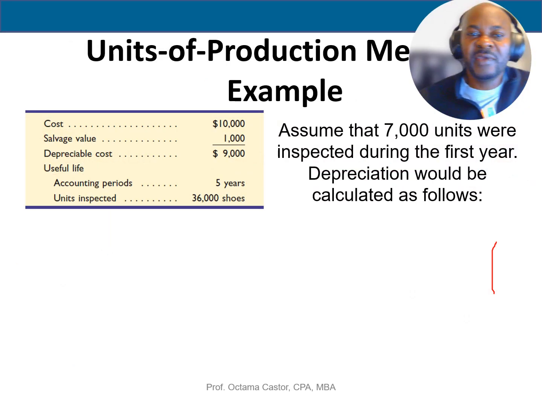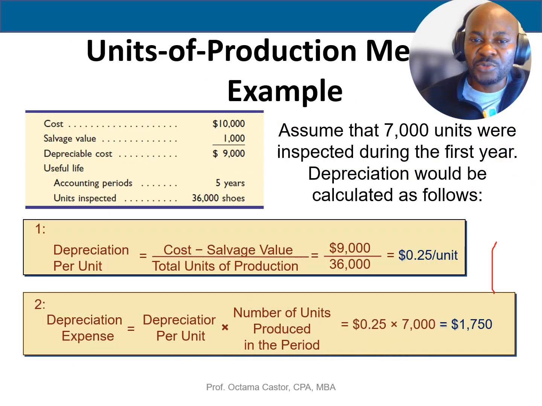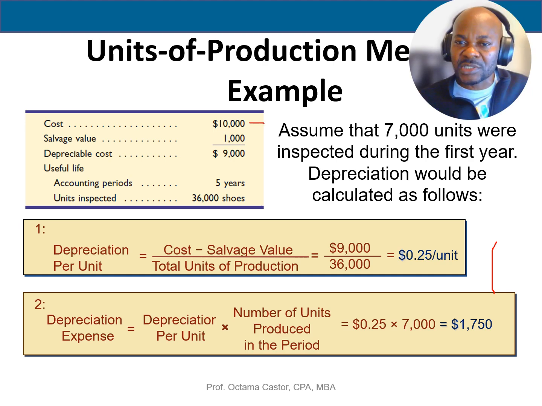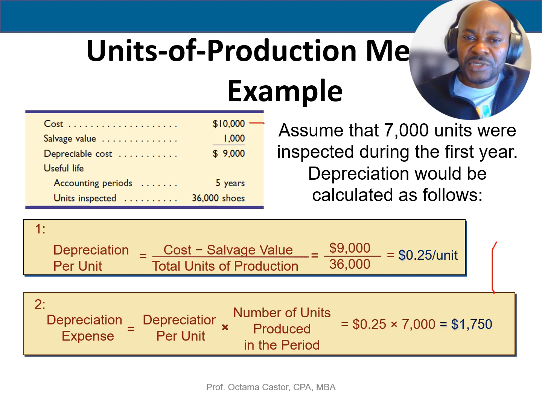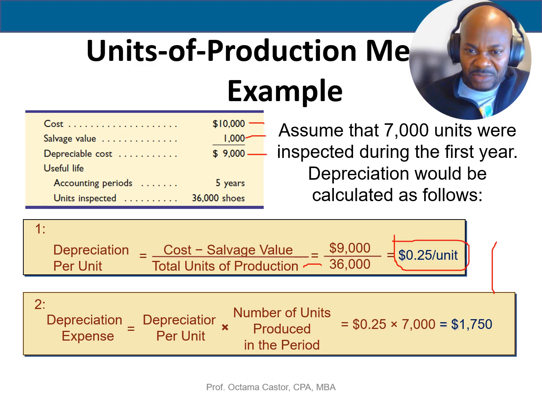So you have an asset that you purchase. Total cost of the asset is $10,000. And again, remember, the total cost is everything we talked about, not just the purchase price. And that is important. Okay. You deduct the salvage value, you get $9,000. You take $9,000 and divide that by the total expected units of production, which is 36,000 units, and you get a depreciation per unit of 25 cents per unit.